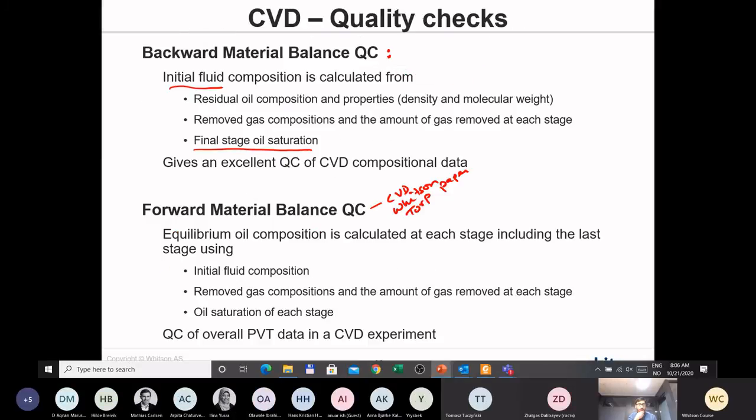Yesterday we started discussing the quality checks of the CVD experiment. Any CVD experiment which has some kind of removal, we can do a material balance check. We had a material balance check for the DLE experiment, and now we are discussing the CVD experiment, where we can do two types of material balance. One is the backward material balance, and it's very similar to what we saw in the DLE.